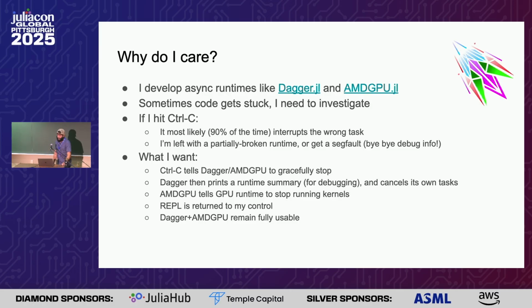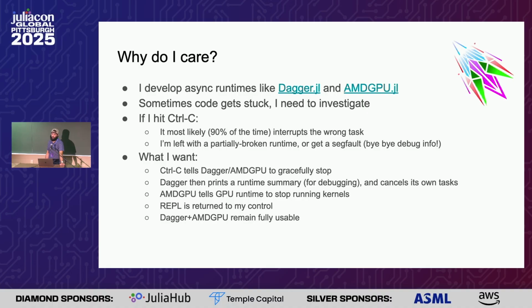So why do I care? I care because I currently develop Dagger.jl, a task runtime, parallel, whatever library. Many of you probably saw my talk yesterday. And AMDGPU.jl, which is the Julia interface to AMD GPUs, as the name suggests.